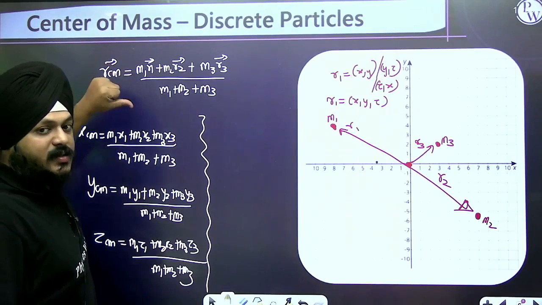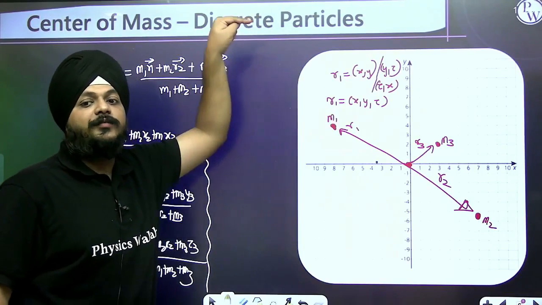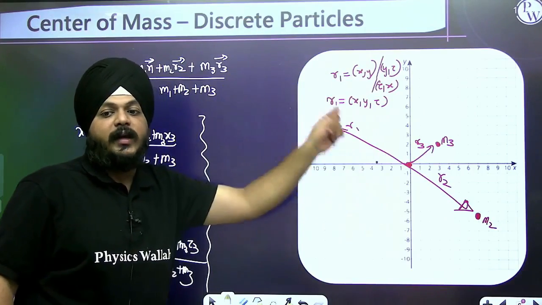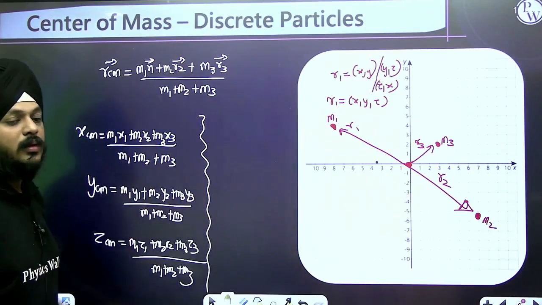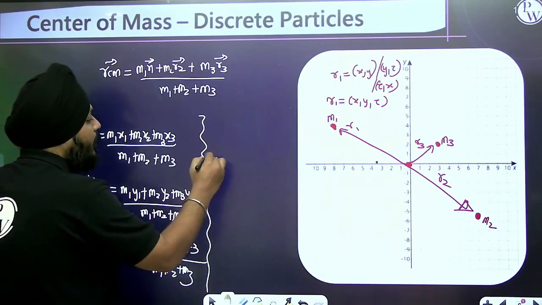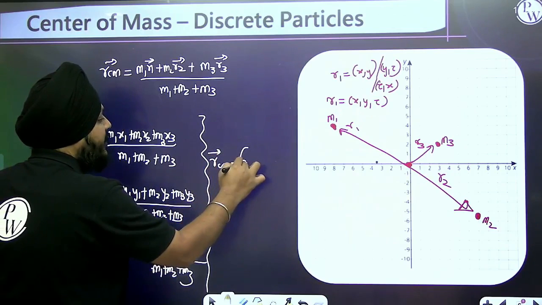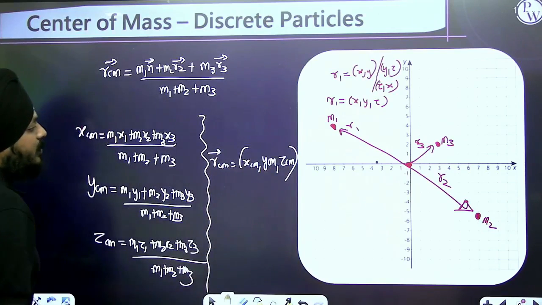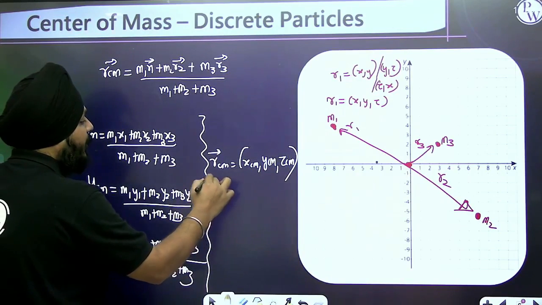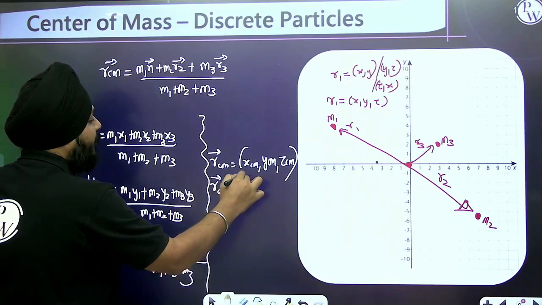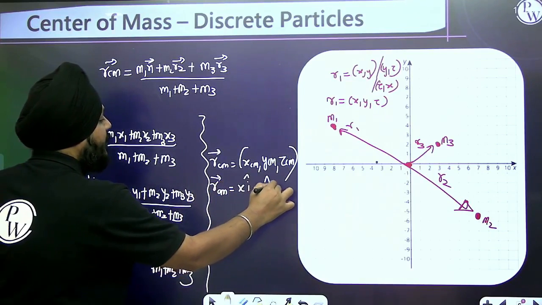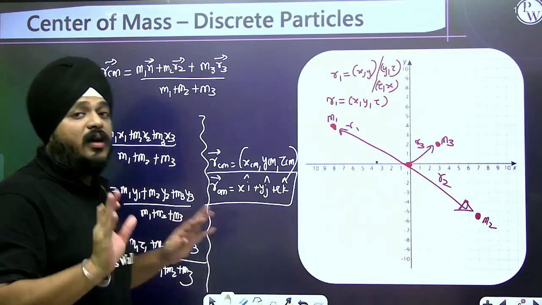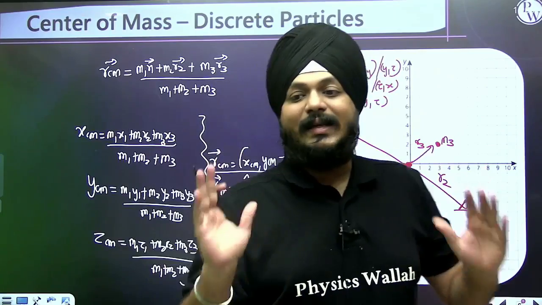x1 is the x coordinate of the position vector of mass m1. x2 is the x coordinate of the position vector of mass m2. Similarly, combining this, we reach the center of mass as x center of mass, comma y center of mass, comma z center of mass. Or if you want to write it in vector form, then it is x i plus y j plus z k. This is just a way of representing things.